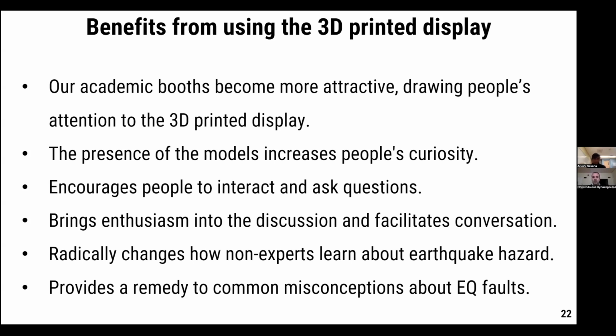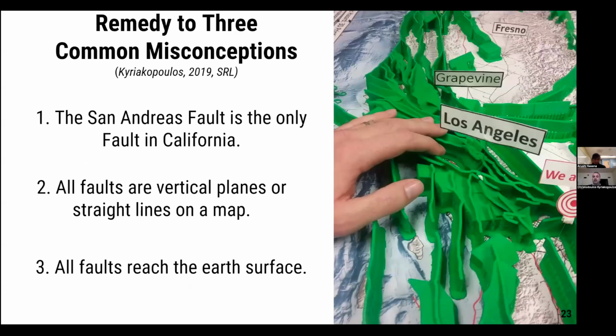And here's something very important: it provides a remedy to common misconceptions about earthquake faults. And specifically, here's what we learned. We learned that by using this model with our visitors, we help them solve 3 common misconceptions. The first one was that most people in California believe that in California there is only one fault, the San Andreas fault, but this is not true. It's a complex network of faults. And the model has this revealing power to show that.